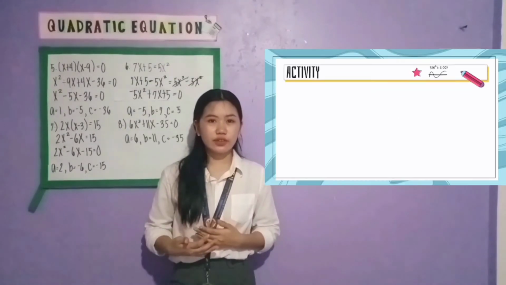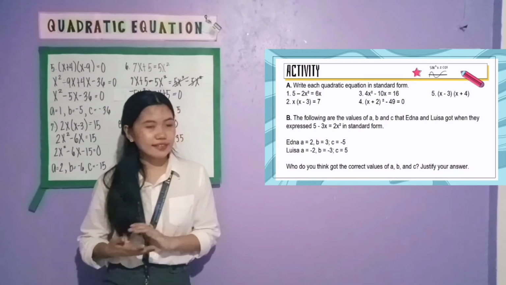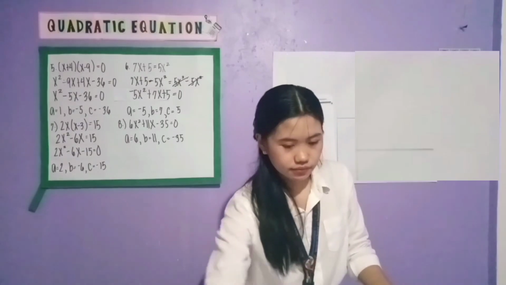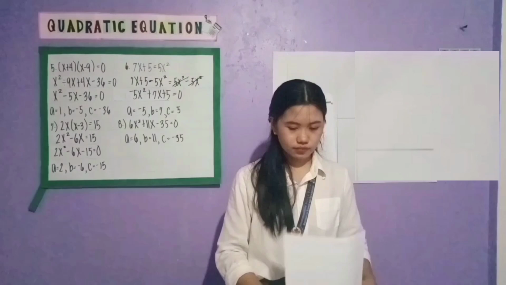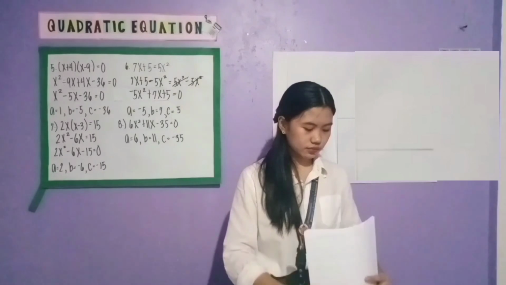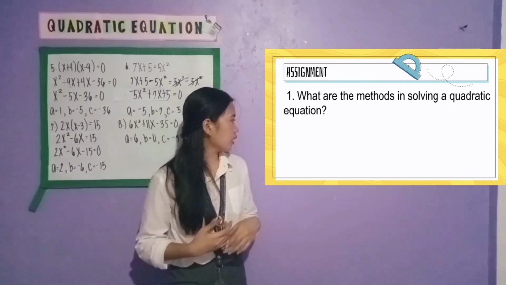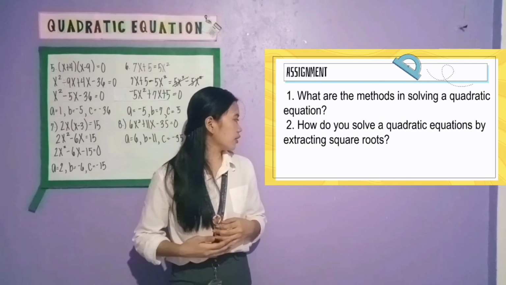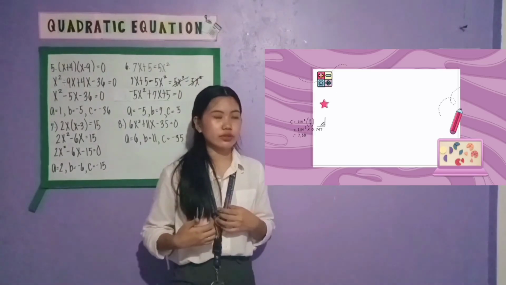So, for your activity for today, answer these following questions. You may start answering now. Are you done? So for your assignment, you will answer the following question. For question number 1, what are the methods in solving a quadratic equation? And for question number 2, how do you solve a quadratic equation by extracting square roots?